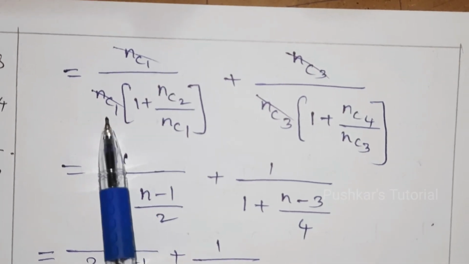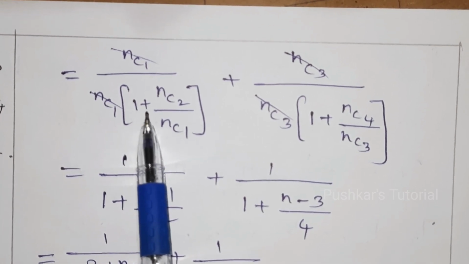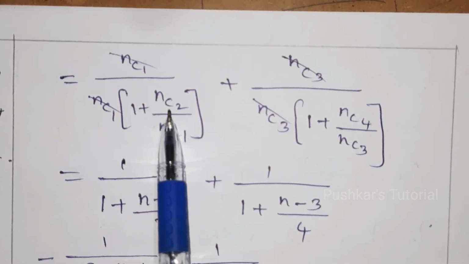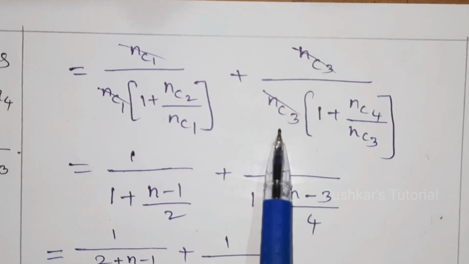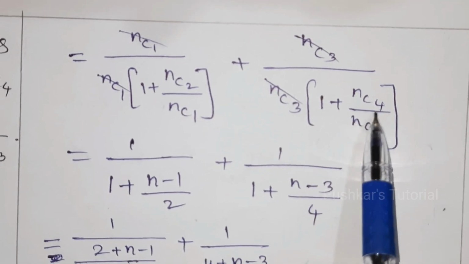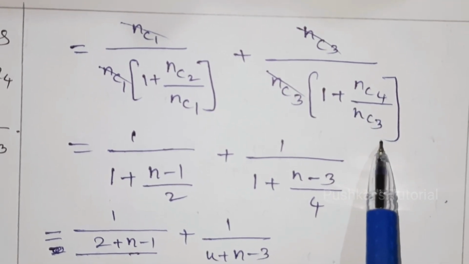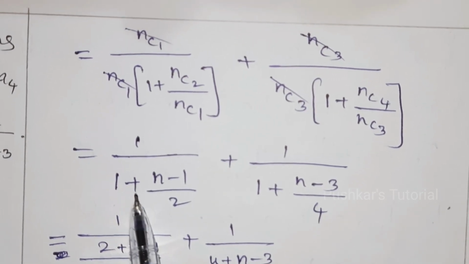Numerator as it is, denominator taken common. From the first it is taken as 1, but from the second it is not there, so we should write nC2/nC1 plus. Here also numerator as it is, denominator taken common. Outside came 1 plus, in this it is not there, so the denominator should come nC4/nC3. So 1/(1+nC2/nC1) + 1/(1+nC4/nC3).